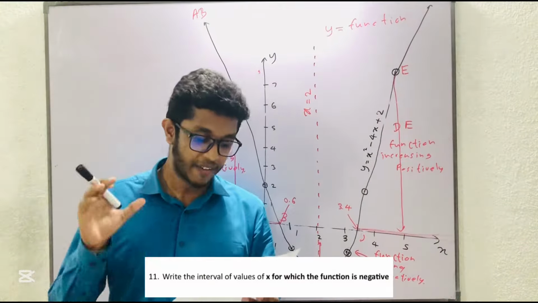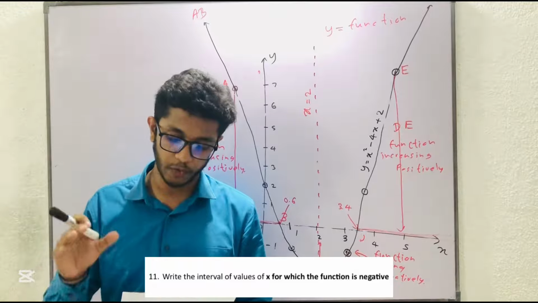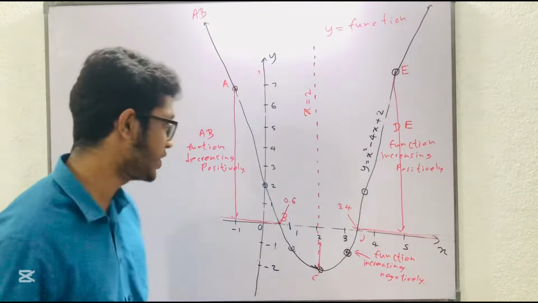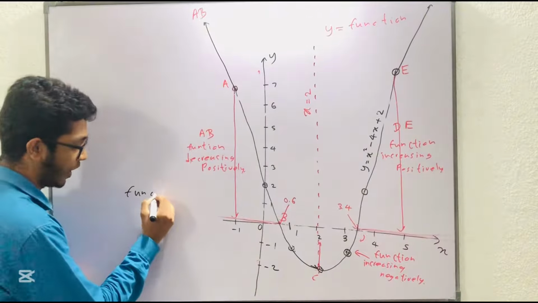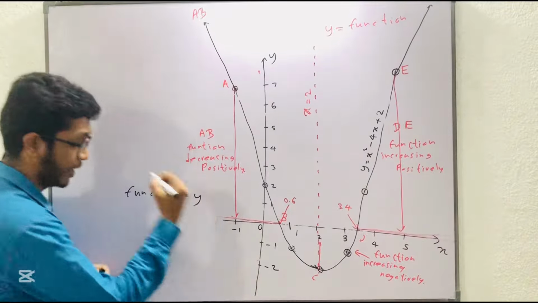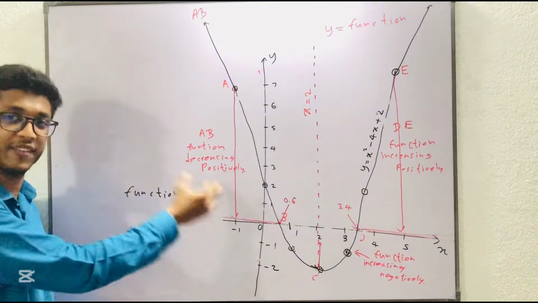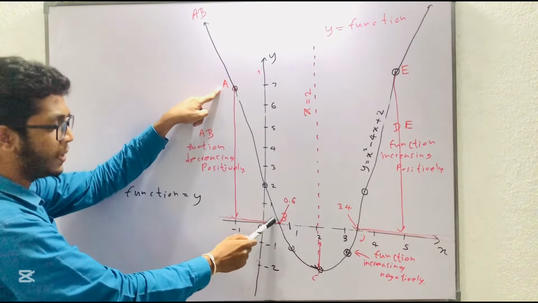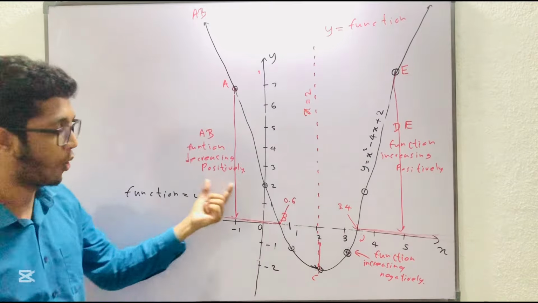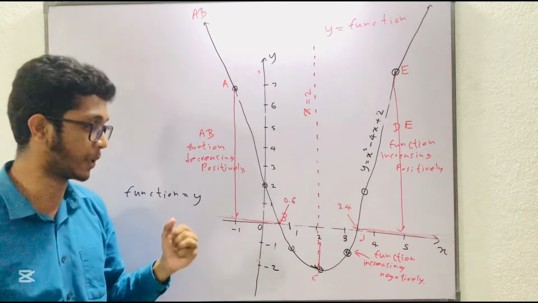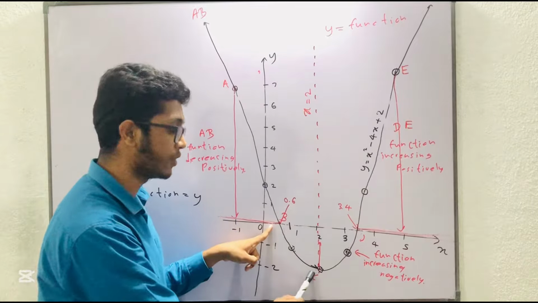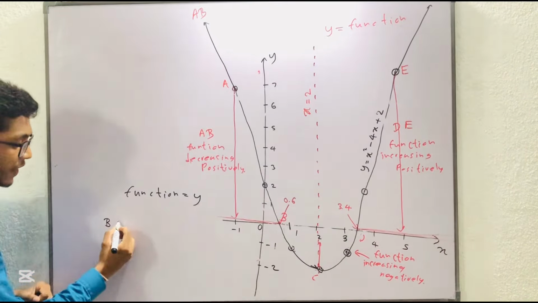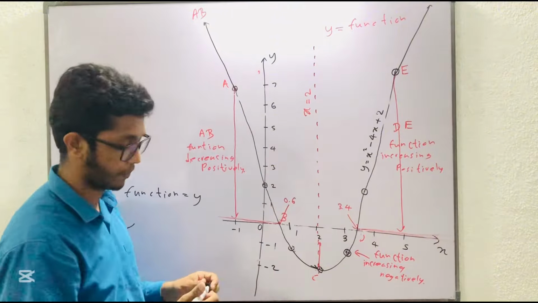Question number 11. Write the interval of values of x for which the function is negative. I told you function means what? Function means y. Function negative means y values are negative. So I described in the previous part, in this AB part, all the y values are positive. So function is positive. In this BC part, y values are negative. Function is negative. So when considering the negative part of the function, we can consider BC.